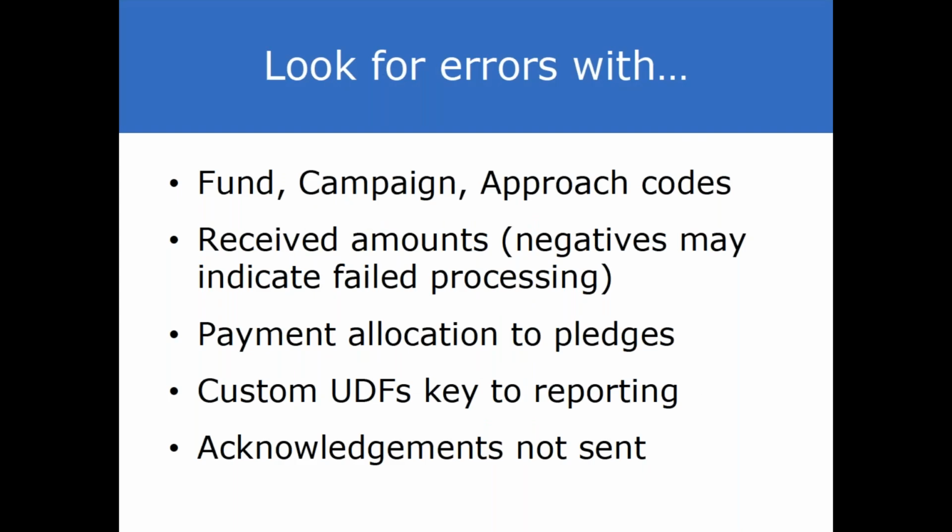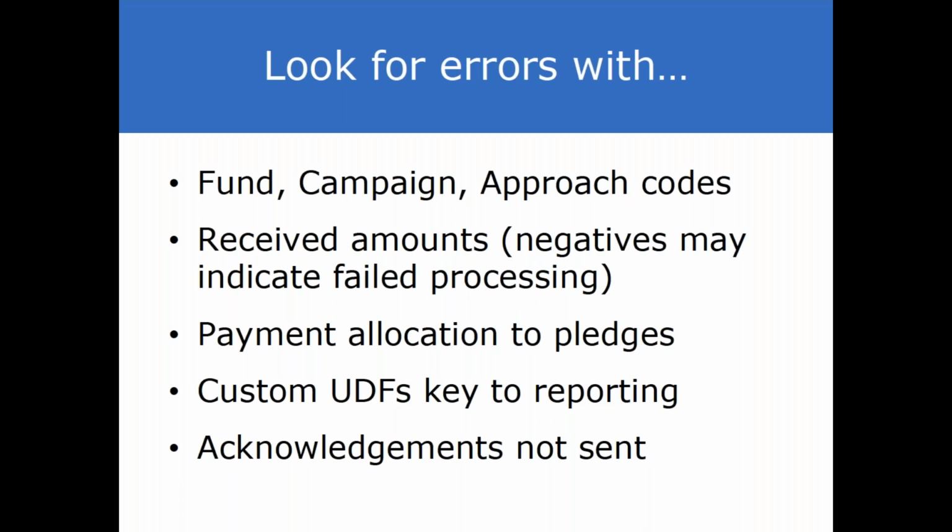When you look for errors, you're looking for issues with fund, campaign, and approach codes. Marking these fields correctly is vital to reporting on and managing your fundraising strategy performance. So these are really the most important thing that you want to review. Secondly, you're looking for errors with received amounts. And this is because negative amounts could indicate failed processing, which requires your follow-up with donors.